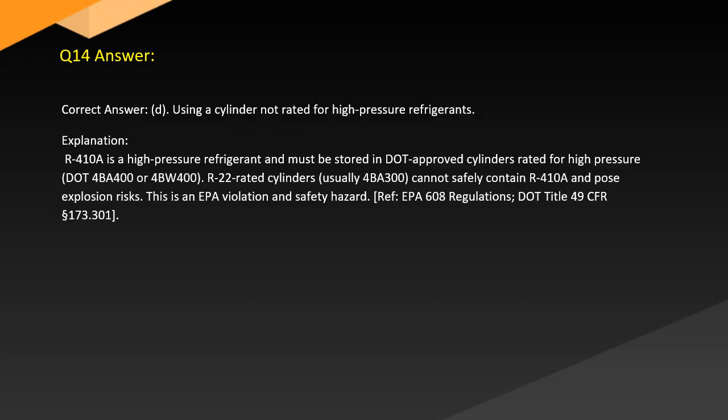Answer. Correct answer: D. Using a cylinder not rated for high-pressure refrigerants. Explanation. R-410A is a high-pressure refrigerant and must be stored in DOT-approved cylinders rated for high pressure. R-22 rated cylinders usually cannot safely contain R-410A and pose explosion risks. This is an EPA violation and safety hazard. Ref. EPA 608 regulations. Title 49 CFR Part 301.